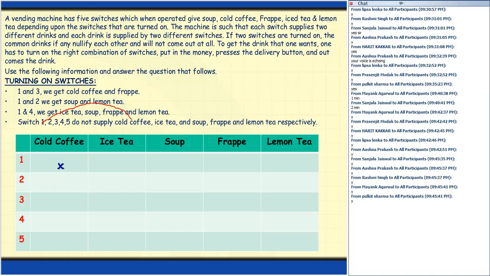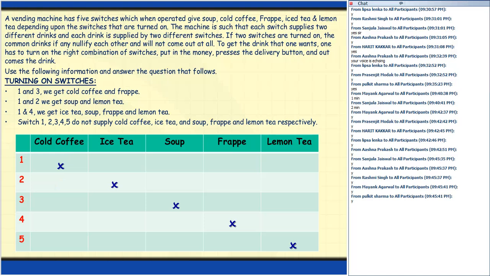From 2 you will not get an iced tea. Similarly, from 3 you will not get a soup, which you can see here. And from 4 you will not get a frappe, and from 5 you will not get a lemon tea. So that way I can cross out all of them. Is that clear to all of you?